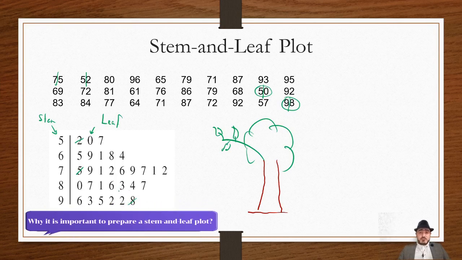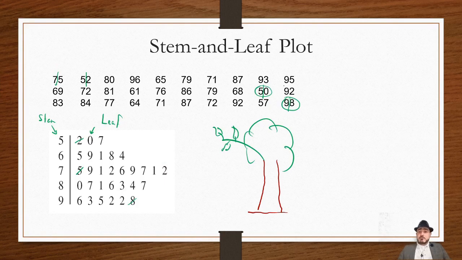What is the advantage of preparing a stem and leaf plot? When I had the ungrouped data set, as a professor, I couldn't get any idea about the performance of my students in this particular exam. But by looking at the stem and leaf plot, I'm going to observe that most of the students scored in the range of 70, where I've got nine students who scored in this particular range. I've got 3 students who scored less than 60. They failed in this particular assessment.